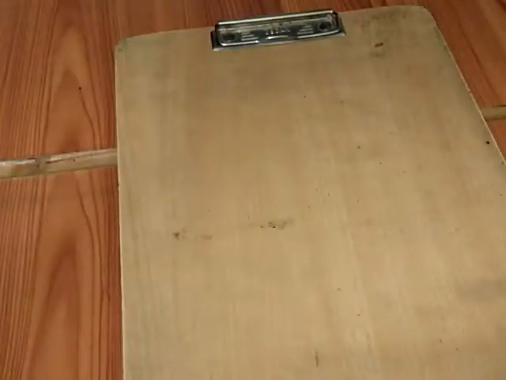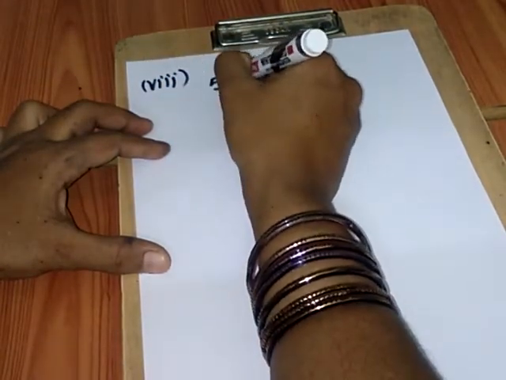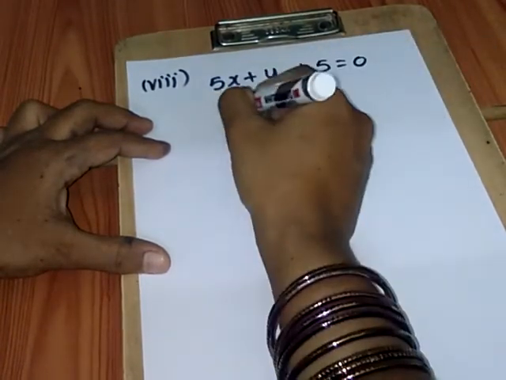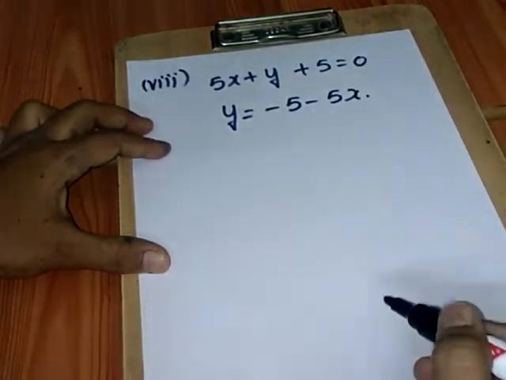Next, question number 8. So question number 8, it is 5x plus y plus 5 is equal to 0. Very simple question, children. I hope you will be able to just pause the video, try to find a solution by yourself, then cross check with the given solution in the video. So I hope you are able to do it by this time. Okay, the given equation is 5x plus y plus 5 is equal to 0. Hence the value of y is minus 5 minus 5x.